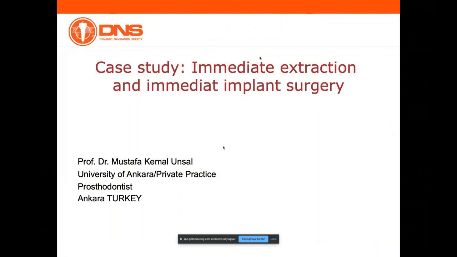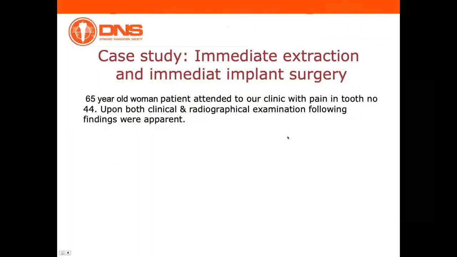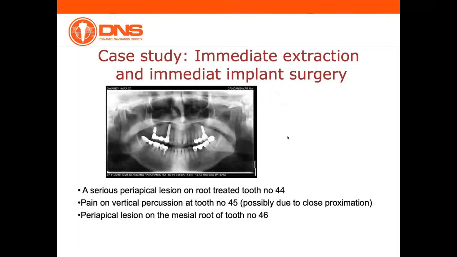Thank you very much to all the colleagues. It's a nice pleasure for me to share my time with you now. This is an immediate extraction and immediate implant surgery case. A 65-year-old woman patient attended our clinic with pain in number 44. I examined her both clinically and radiographically, and the findings were as follows. A serious periapical lesion on root-treated tooth number 44. I will also show a big x-ray in a moment. Pain on vertical percussion and a periapical lesion on the mesial root of tooth number 46.